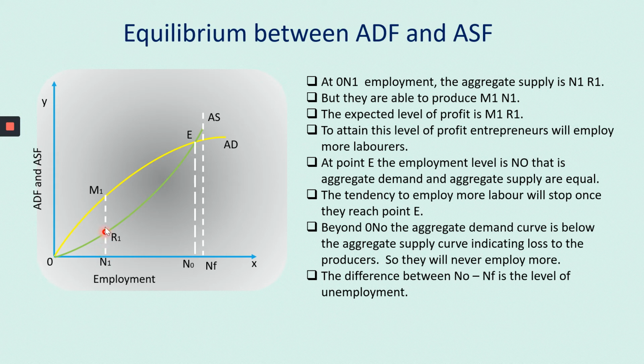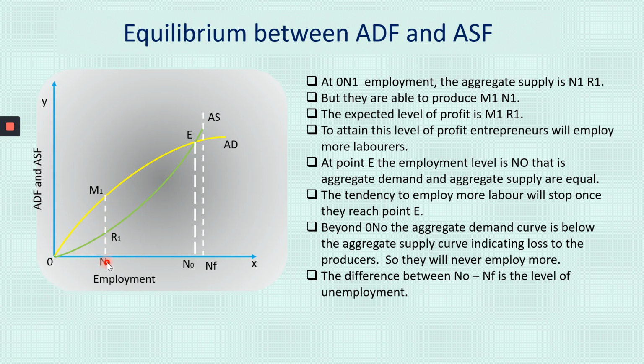And N1M1 is the aggregate supply. So at ON1 employment, the aggregate demand is N1R1, but they are able to produce N1M1. At ON1 employment, the aggregate demand is N1R1, but they are able to produce N1M1. So this is called the profit. Are you able to understand, girls?